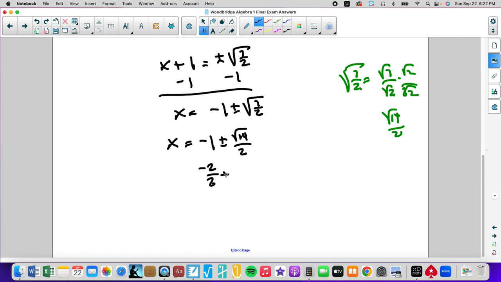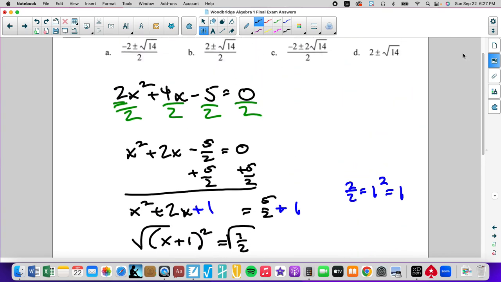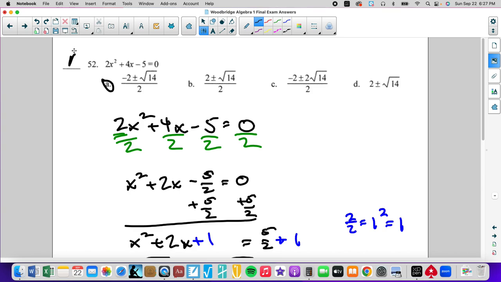-1 is -2 over 2. So rad 14 over 2. Now we have like denominators and we can combine them. -2 plus or minus rad 14 over 2. And that would be my answer. Woo! -2 plus or minus rad 14 over 2. That would be, to no one's surprise, A. 2 more problems. All right.